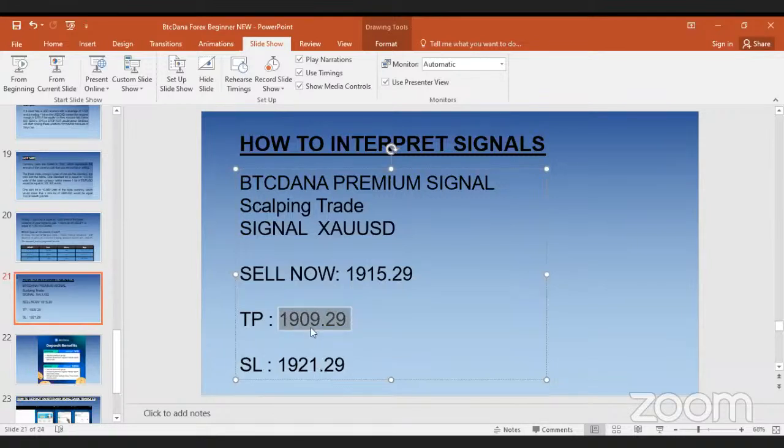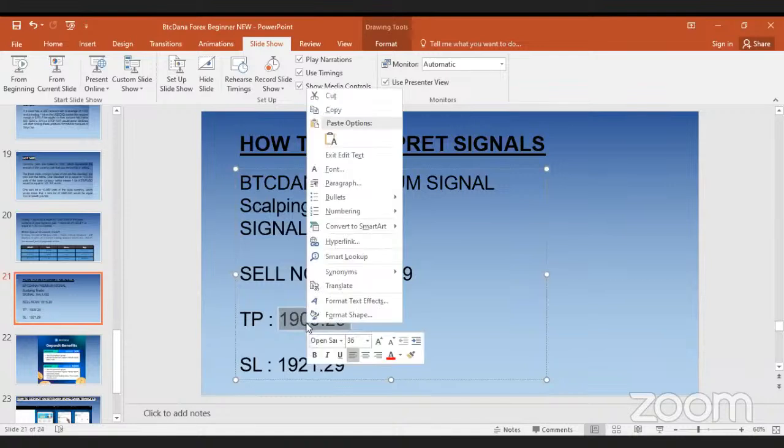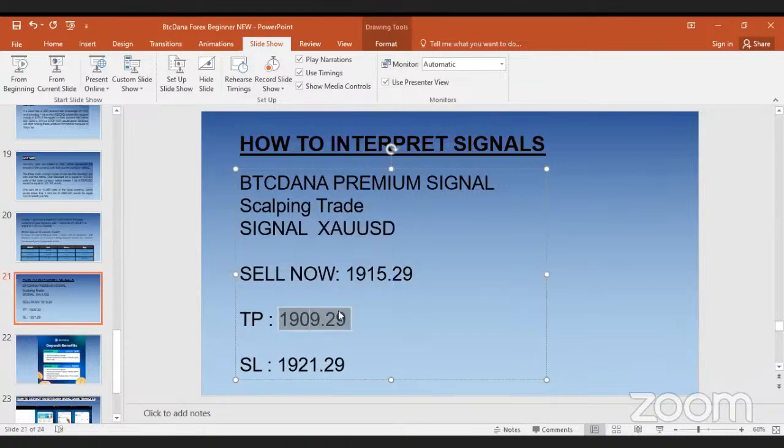So what you want to do now is copy these numbers. You want to copy your TP, whichever one you want to copy first. It doesn't matter. You are going to copy both of them, but you can't copy all of them at once. So you copy the first one. This is the one I'm copying. If you don't want to copy and paste, you can just go to your BTC Dana trading application and enter it manually.